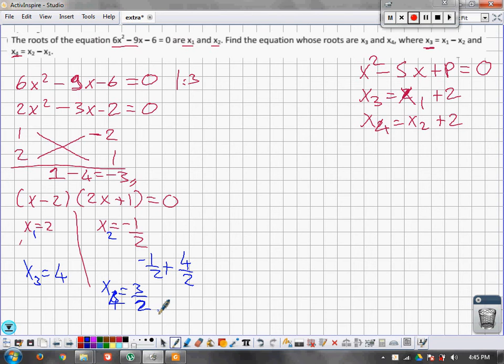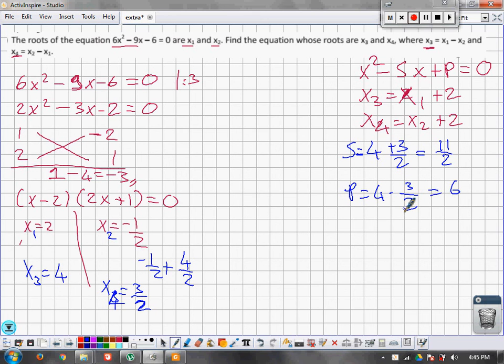So now the sum of the roots: 4 plus 3 over 2, 4 times 2, 8, plus 3, 11 over 2. The product of the roots, 4 times 3 over 2. 4 and 2 simplify each other. 3 times 2 will be 6. Or 4 times 3, 12 over 2, 6.